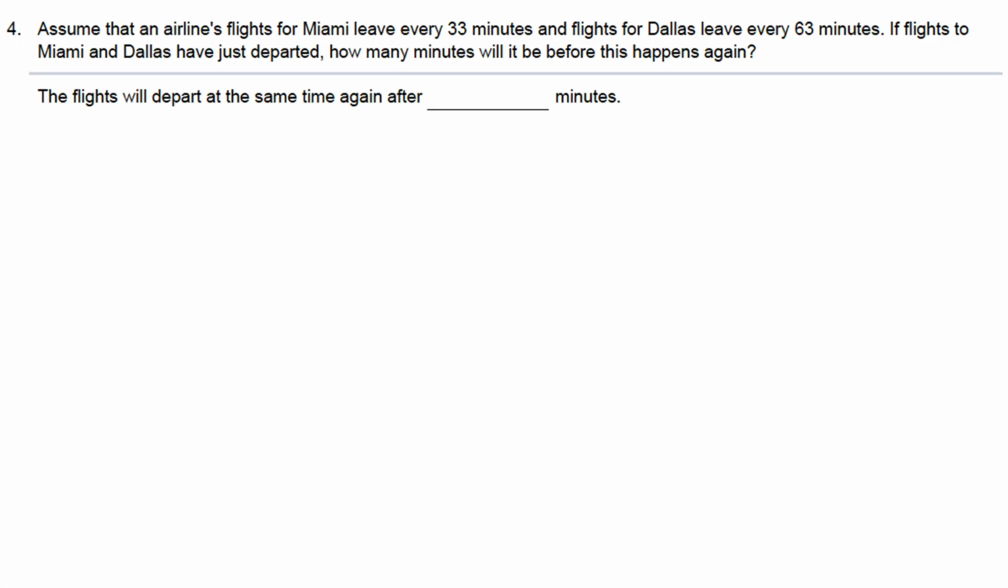Assume that an airline's flights for Miami leave every 33 minutes and flights for Dallas leave every 63 minutes. If flights to Miami and Dallas have just departed, how many minutes will it be before this happens again? To solve this problem, we want to find the least common multiple. To do that, we're going to factor 33 into the set of prime numbers and 63 into the set of prime numbers.